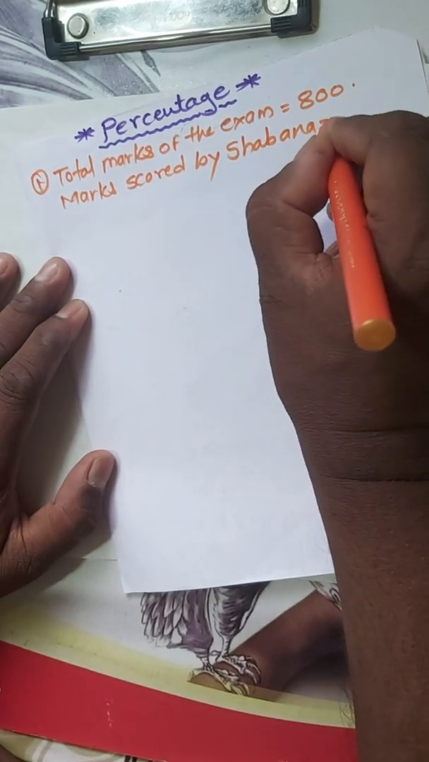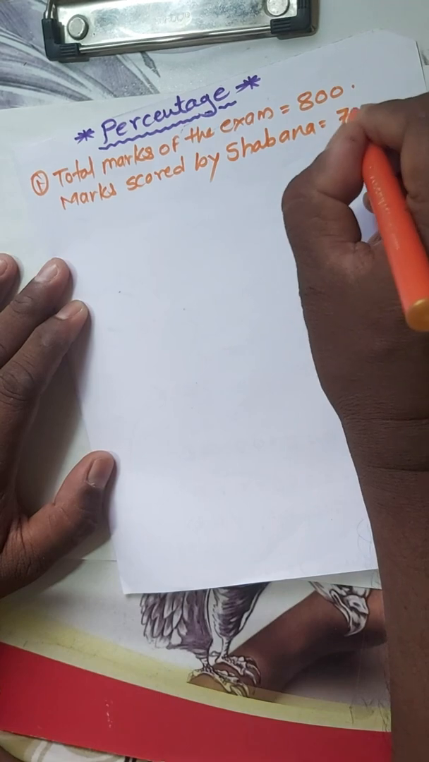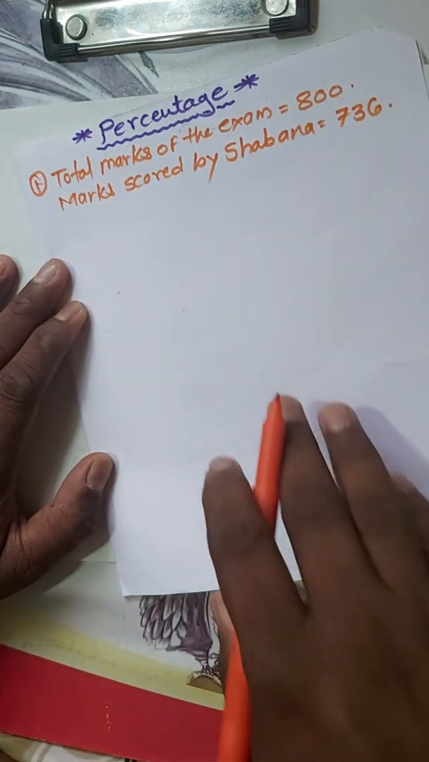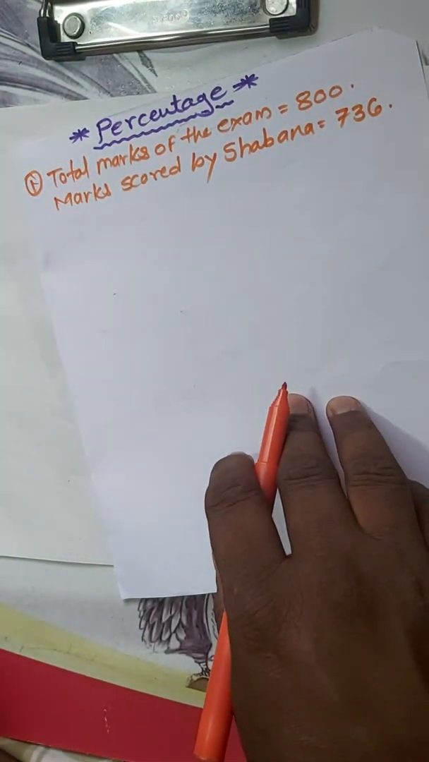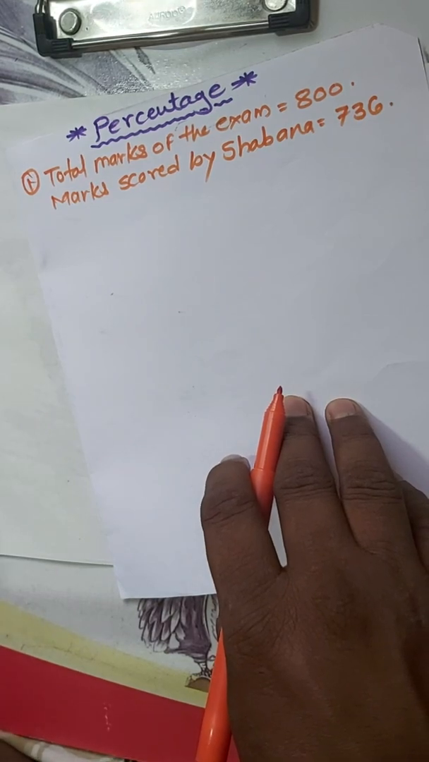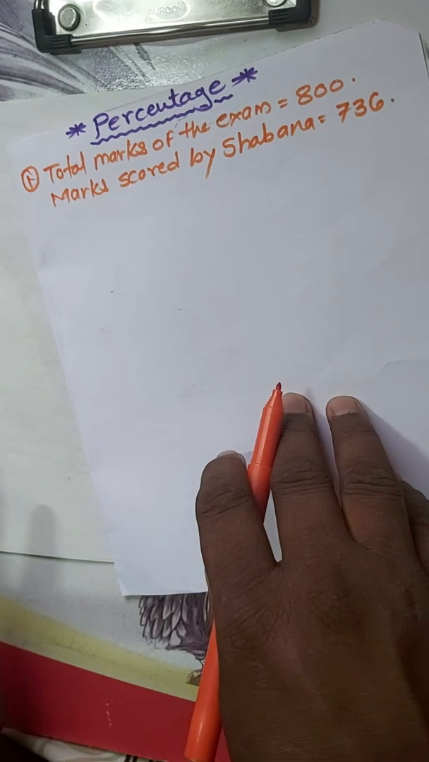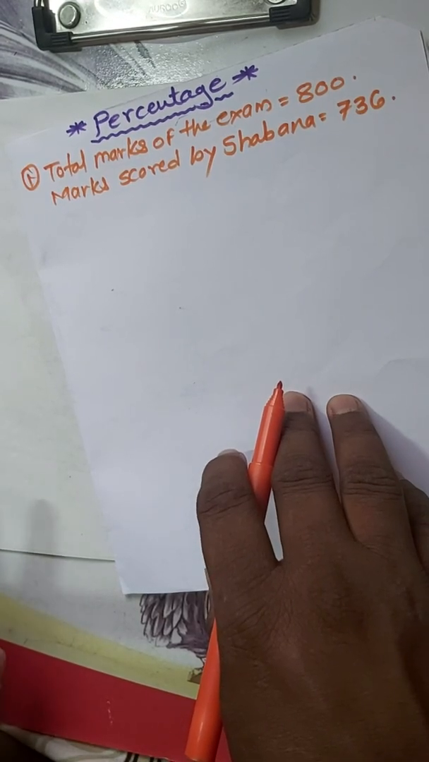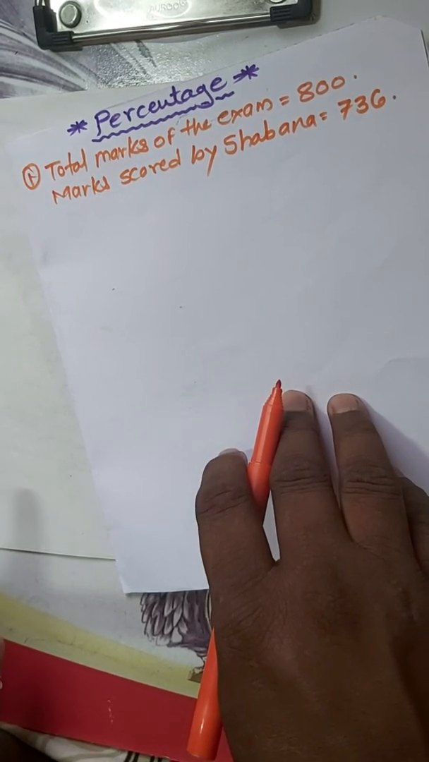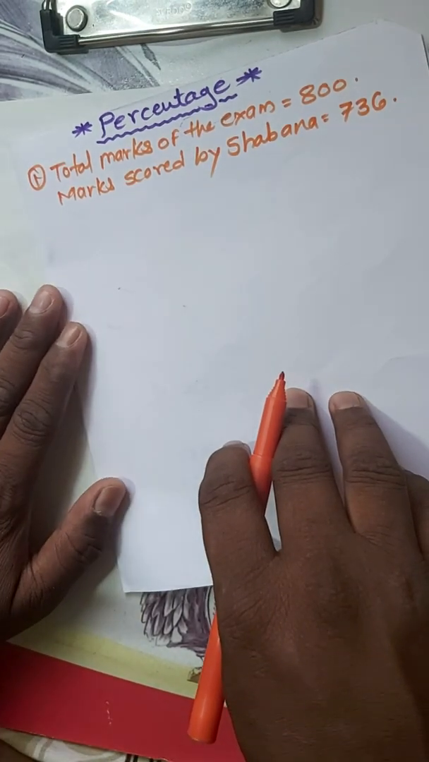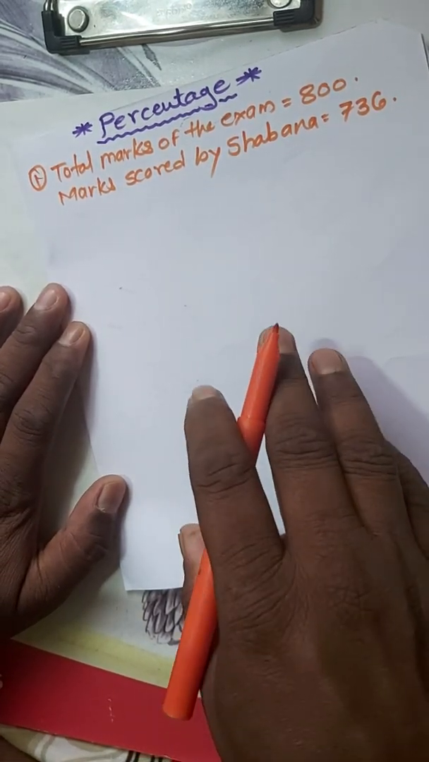Okay. Shabana is equal to 736. Now see students, if you see in the textbook, they always take a variable a. If we have to find two values, then for the other value they take the variable b. You can take any variable for finding the percent. Now here these are the given things, so we have to find the percent.